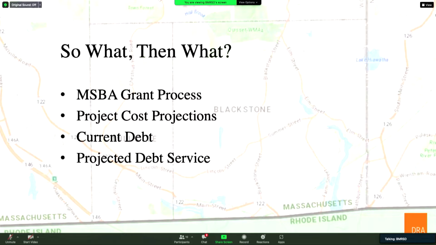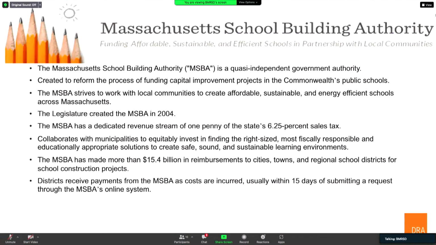So that brings us to what happens next. So MSBA is an interesting group. In my opinion, I've done school projects in probably 15 or 16 states across the country with various organizations. I think MSBA is one of the best that I've worked with. They are funded with a penny off the sales tax, and they are an authority. So in order to make them go away, you have to rewrite the legislation.